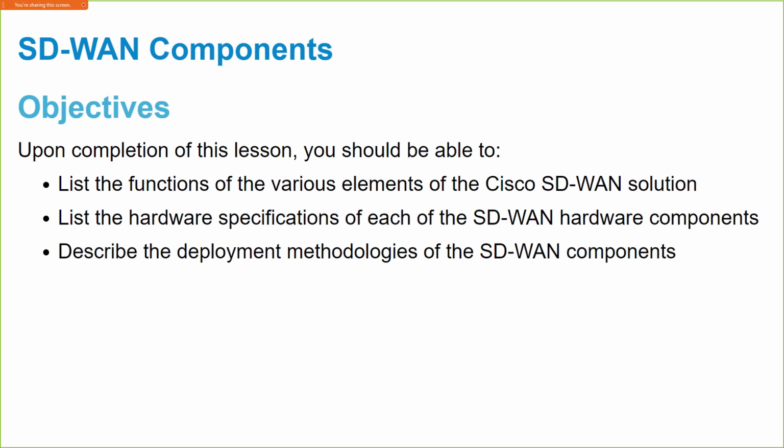So now we're going to get into lesson number 2, which is our SD-WAN components. In this section, we're going to talk about the functions of the different elements. We introduced what some of those elements were as part of our discussion in the first lesson. In this lesson, we're going to talk in more detail about what some of those elements do. We're going to take a look at the hardware in this piece as well.